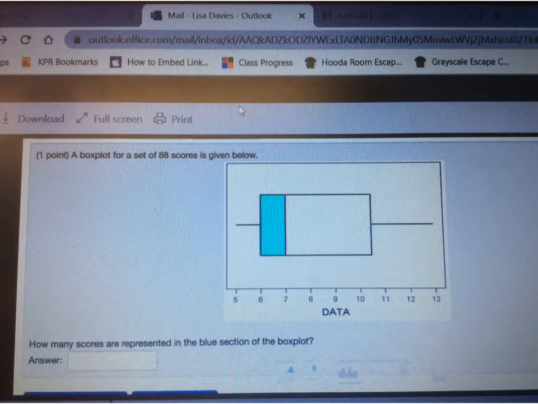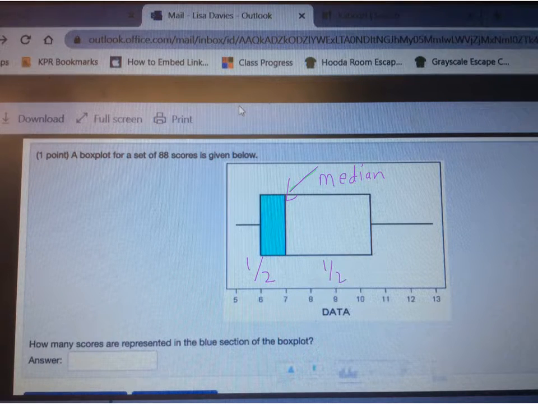Okay, so here's question 2. Now what you need to know about the box plot is that when you see this line, sorry, green is hard to see. When you see that line there, that's your median, and that's your second quartile. That's your 50% line. So what it means is half of your data are to the left of that line, and half of your data are to the right of that line.